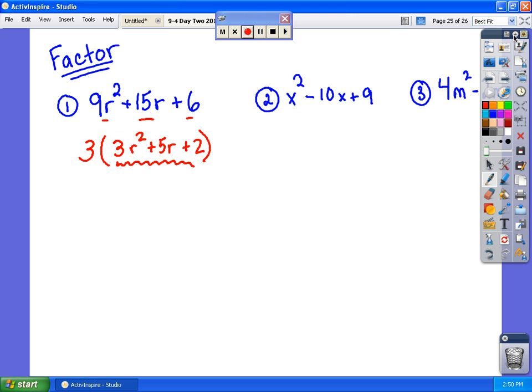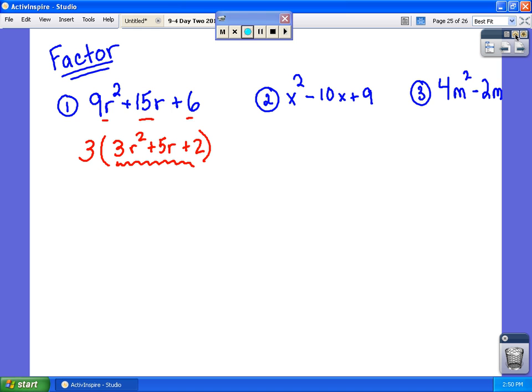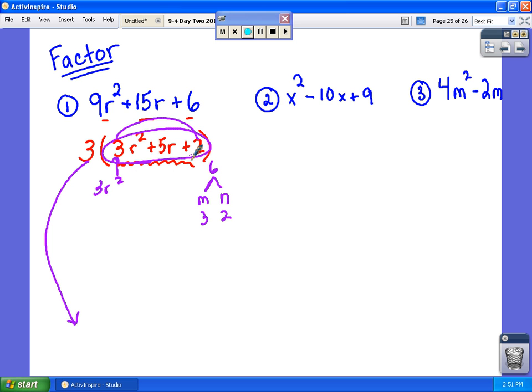And let me use a different color. Alright, so this is one of those special trinomials, but the number in front is not a 1. So I'm going to have to multiply a and c and get 6. I'm looking for the factors of 6, positive 6, that add to 5. And that would be 3 and 2. So now I'm going to rewrite this as a 4-term polynomial. I'm going to draw an arrow so I don't forget about my 3. But this part only breaks down into 3r squared. I'm going to bring down my 2. And then I'm breaking up my 5r into plus 3r plus 2r.